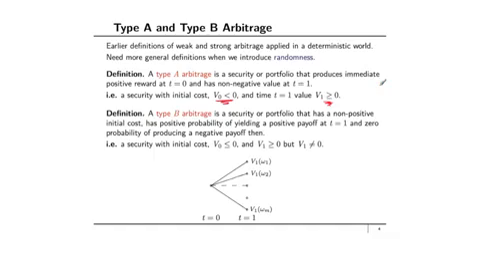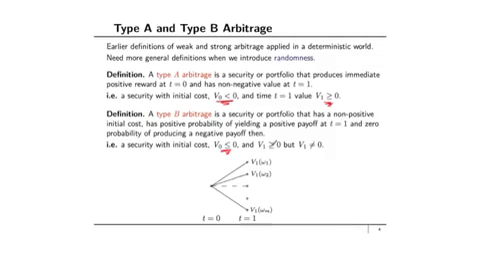A type B arbitrage is a security or portfolio that has a non-positive initial cost, has positive probability of yielding a positive payoff at t equals 1, and 0 probability of producing a negative payoff then. So let's translate that. A type B arbitrage is a security with initial cost less than or equal to 0. So in other words, if you purchase this security, you're not going to pay anything for it, and indeed you might receive something. You'll receive something if this is strictly negative. And its terminal value at time t equals 1 is non-negative, and it's not equal to 0.